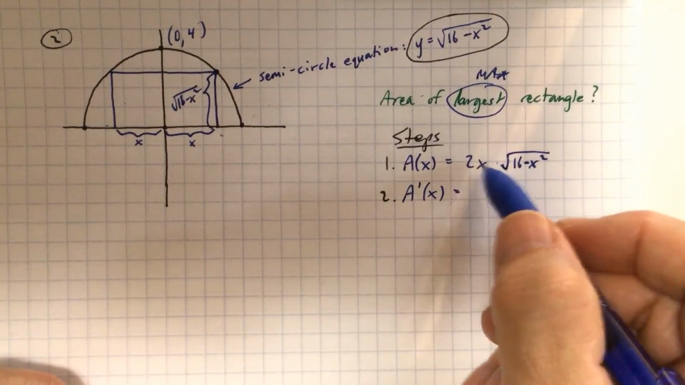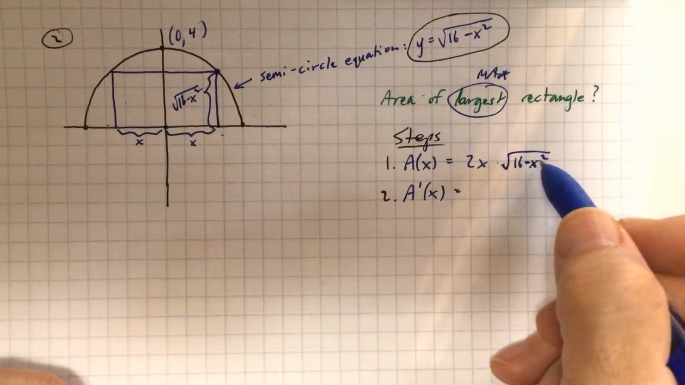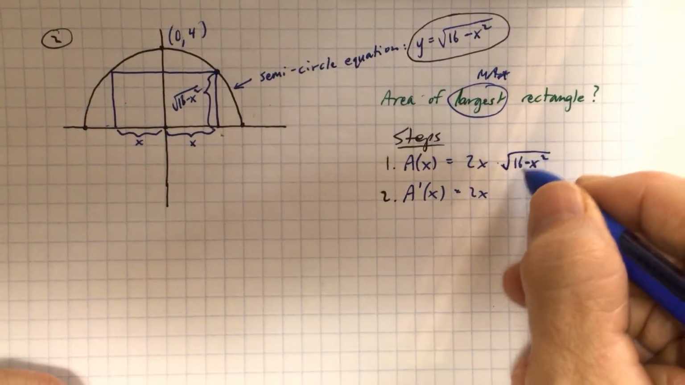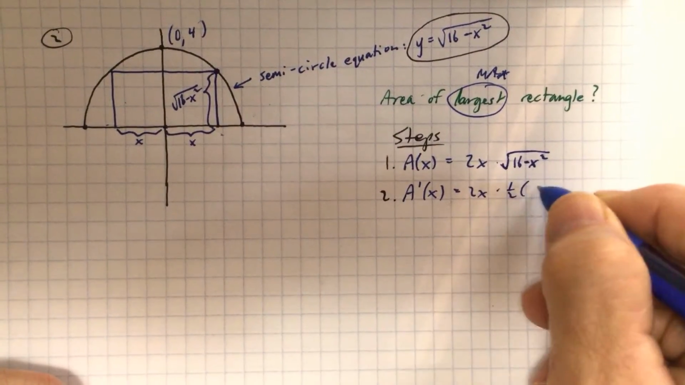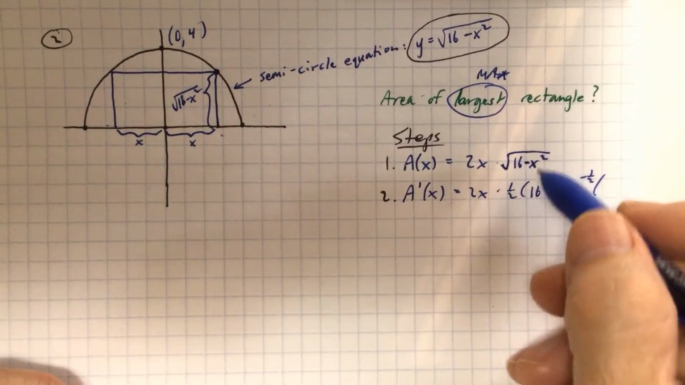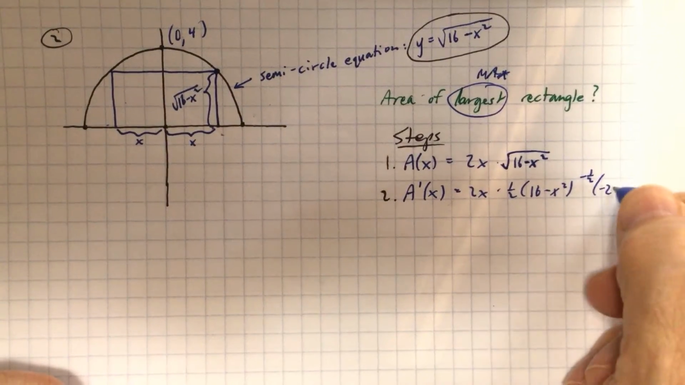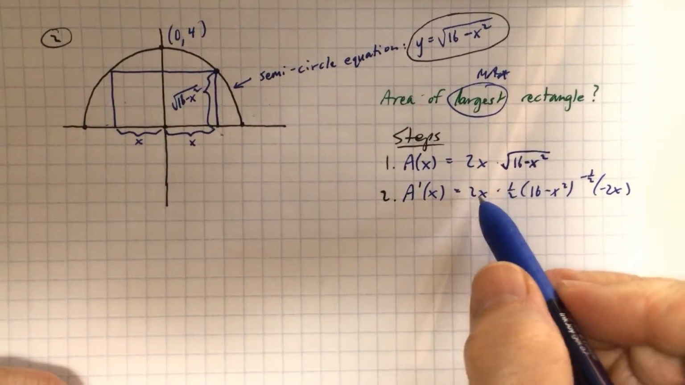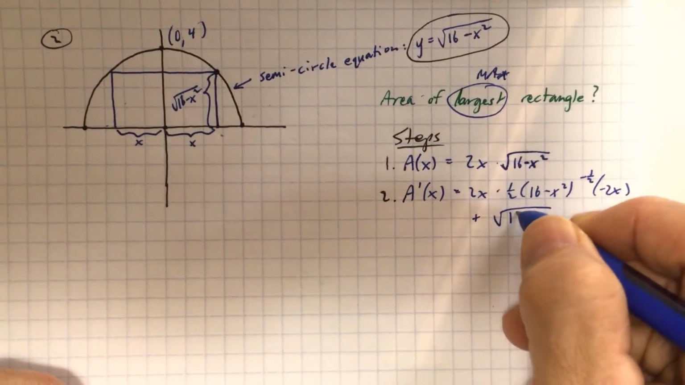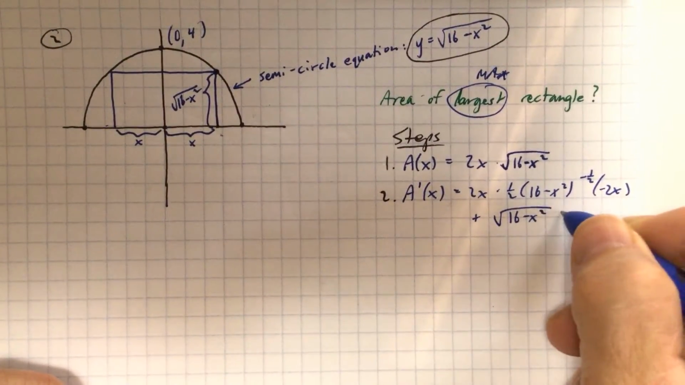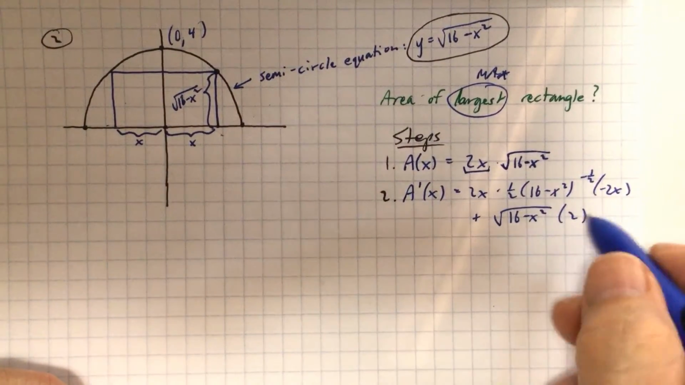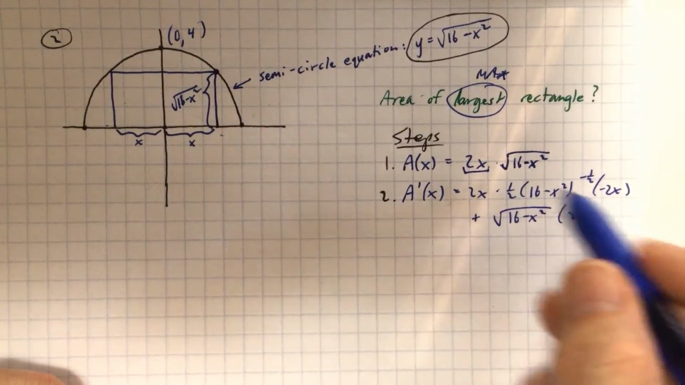So we have to find the derivative of this function. This is the product of two functions, so we have to use the product rule. We have the first function, 2x, times the derivative of the second. That's 1/2 times 16 minus x squared to the negative 1/2, multiplied by the derivative of what's inside, which is negative 2x. That's the first part. That's the first times the derivative of the second, plus the second, radical 16 minus x squared, times the derivative of the first. The derivative of 2x is 2. So here we have our derivative.